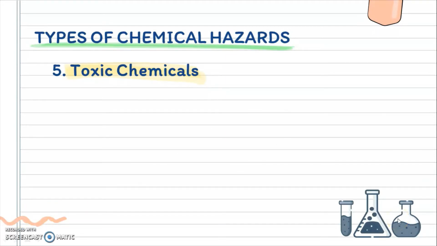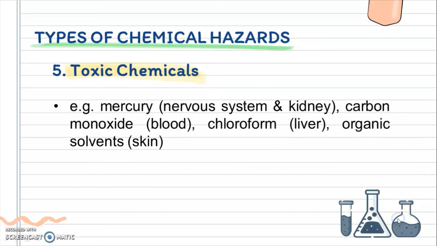Some examples of toxic chemicals are mercury that can be found in thermometers. It affects the nervous system and kidney. Other chemicals are carbon monoxide that targets blood. We have chloroform that targets the liver, and organic solvents that targets the skin.